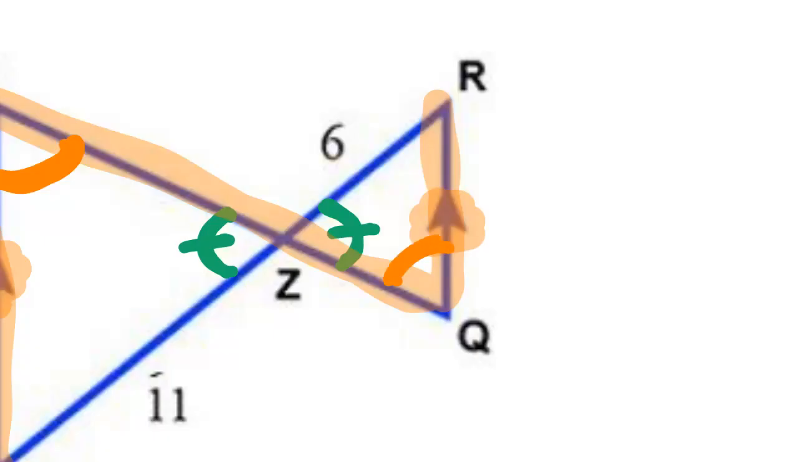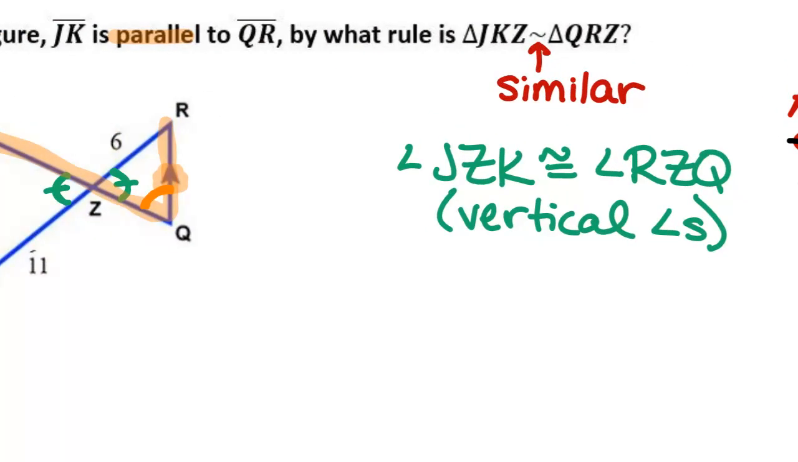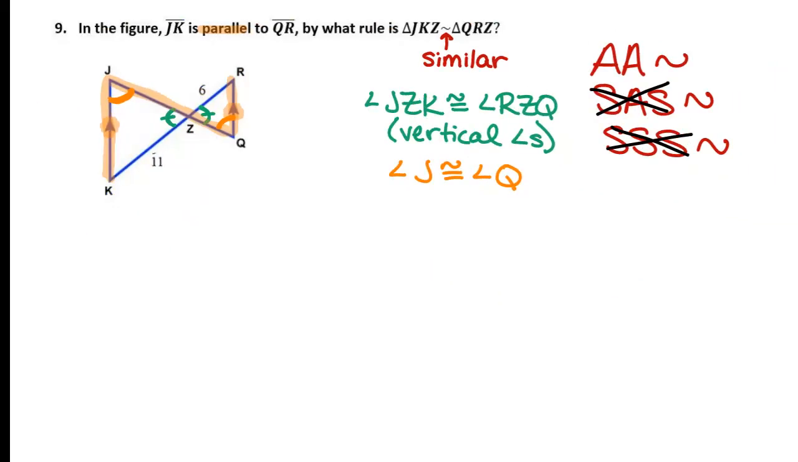Q. Angle J is congruent to angle Q. Does anybody remember what type of angles those are called?